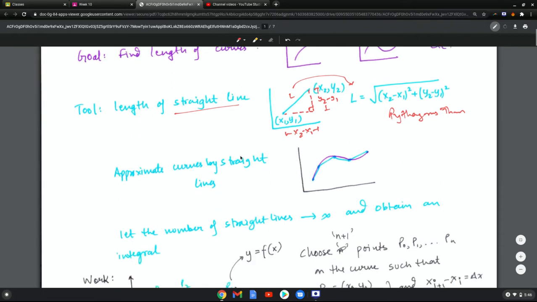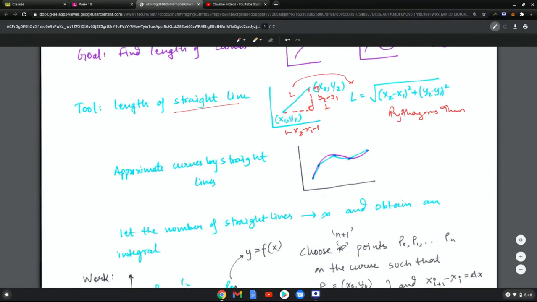The second tool we're going to use is our standard tool of approximating difficult things with easier things. In this case, we're going to approximate all curves by straight lines. Again, it's the same idea: as I increase the number of straight lines, the approximation gets better.